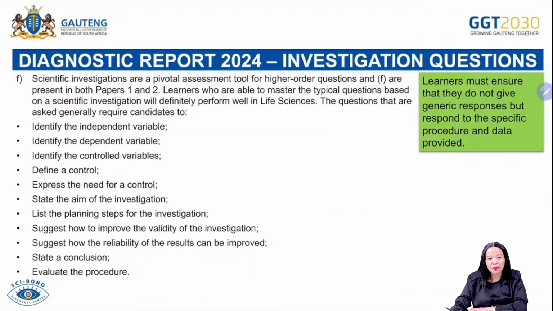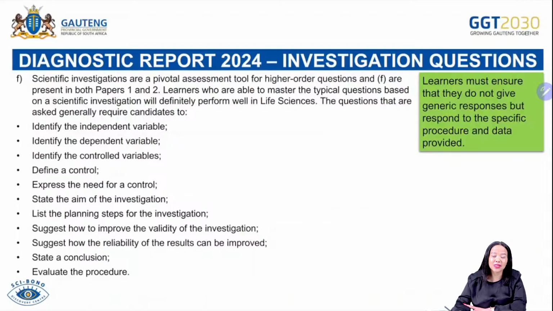Whenever we speak about a control, we are speaking of a group in an investigation where the investigator is eliminating the factor that they are investigating. So in a control, the independent variable is eliminated. And you can also get a question asking, why is there a need for a control in the investigation? Why is it important to have a control in an investigation?